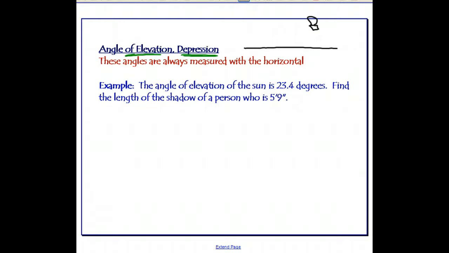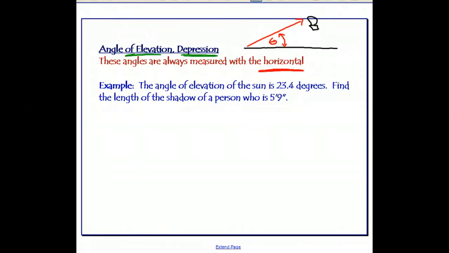And what's going to happen is you're on the ground, you're looking up at the hot air balloon. And the angle of elevation, if you're looking up, that's elevation, depression is looking down. The angle of elevation is always measured with the horizontal. So it's this angle right here. So you go from the horizontal, how much are you looking up? You're looking up at a hot air balloon, or a water tower, or the sun, or something like that.